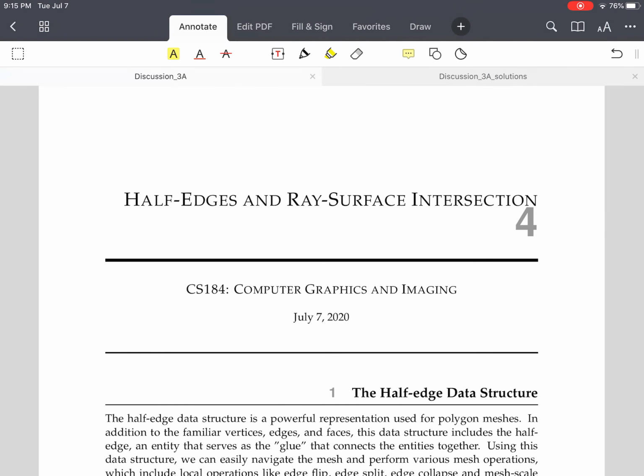Hello everyone, and welcome back to the CS184 discussion recordings. Today we're going to go over half edges and ray surface intersection. So let's talk about some meshes.